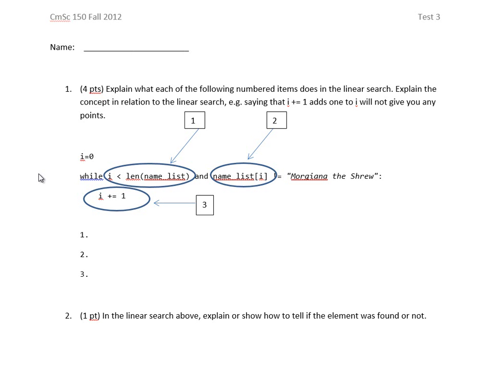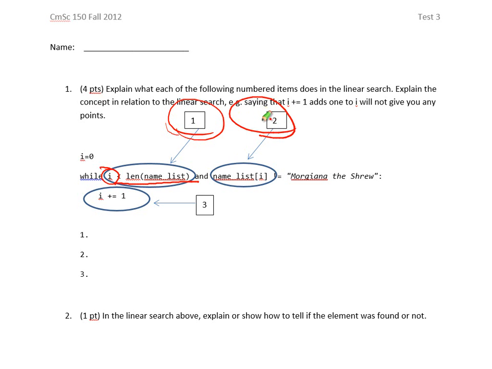Test number 3. Problem 1. Explain what each of the numbered items does in the linear search. This item up here, item number 1, is the first part of the while loop, and i is the current item we're on, length of the list, number of items in the list. Therefore, this first part loops until we've run out of items in the list.